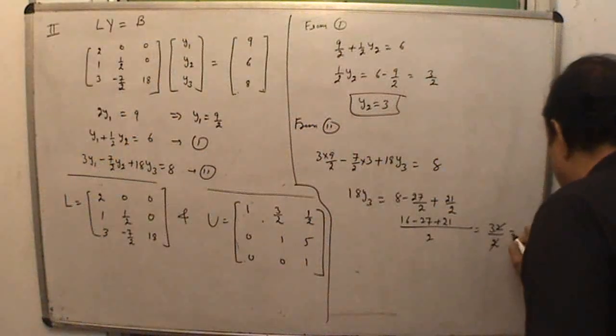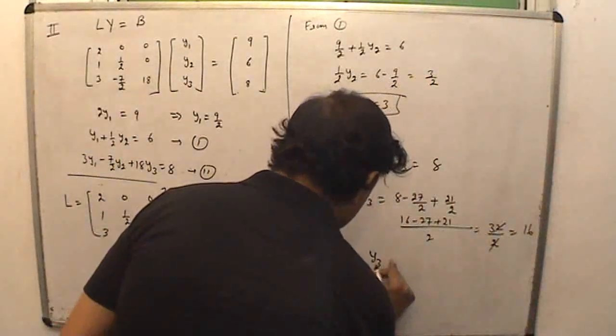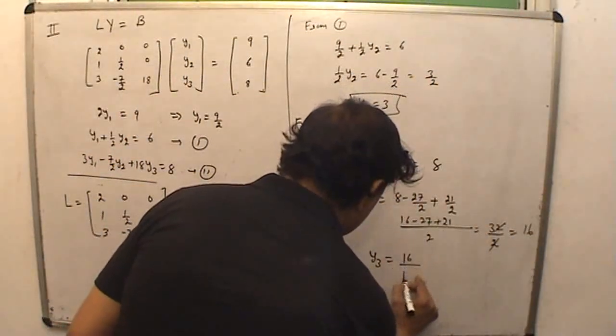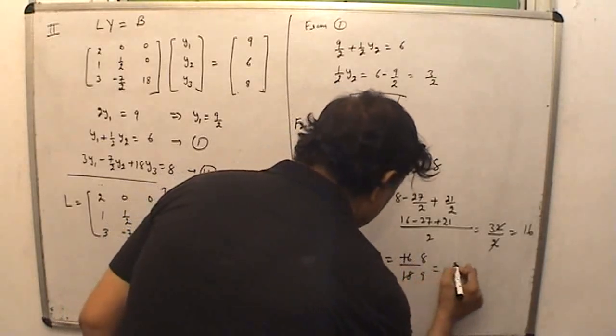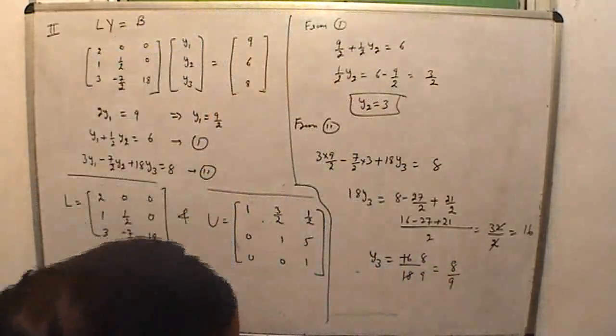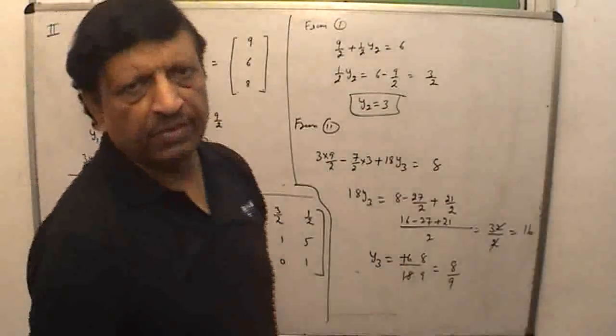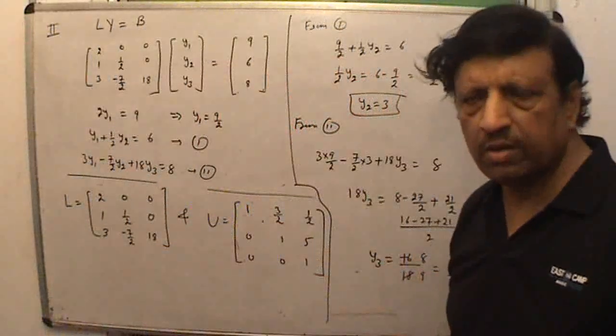That is equal to 16. Therefore, y3 is equal to 16 by 18. That is 2, 8, 16, 2, 9, 18. That is equal to 8 by 9. Now we have found y1, y2 and y3. With the help of y1, y2, y3, we will conclude our result.